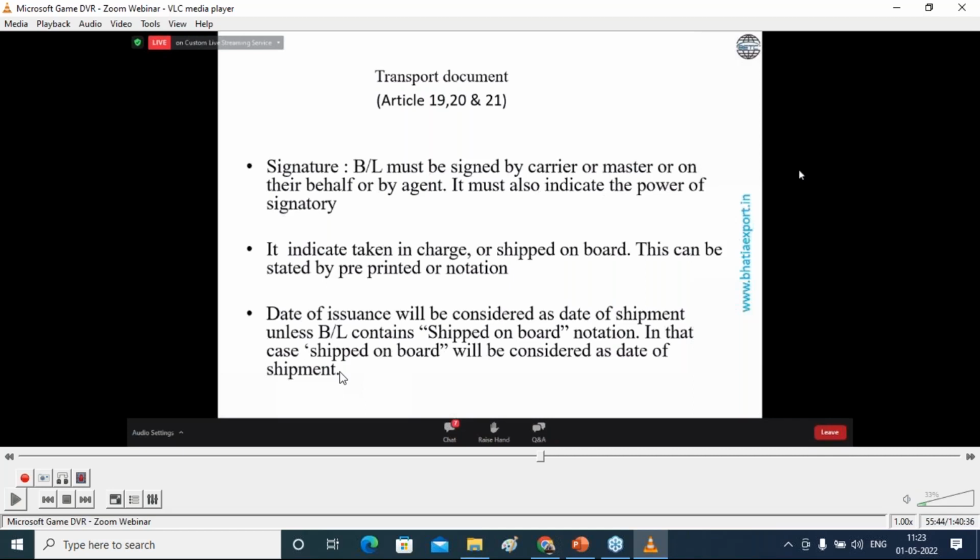The BL may be issued with some earlier date, for example house bill of lading. The forwarders can issue the bill of lading prior to the goods being put on board. So in that case, if the LC mentions shipped on board, then the BL must have the shipped on board date, which is taken into consideration. Only then is that BL document considered.